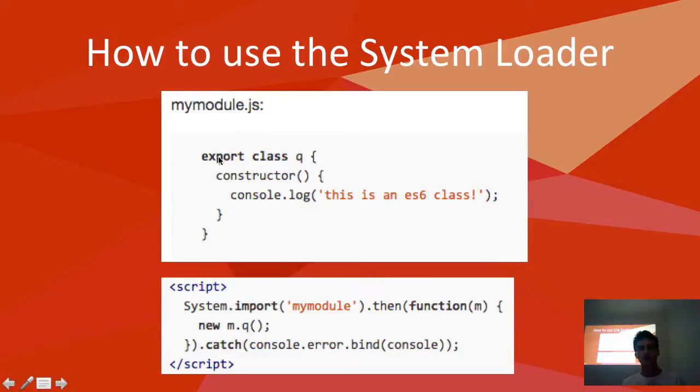Also, if, for example, that file doesn't exist, or the server is down, or for some reason this module cannot be fetched, we have the catch function there. That's basic promise stuff. We could, for example, handle it in a smart fashion, or simply print it to the console.